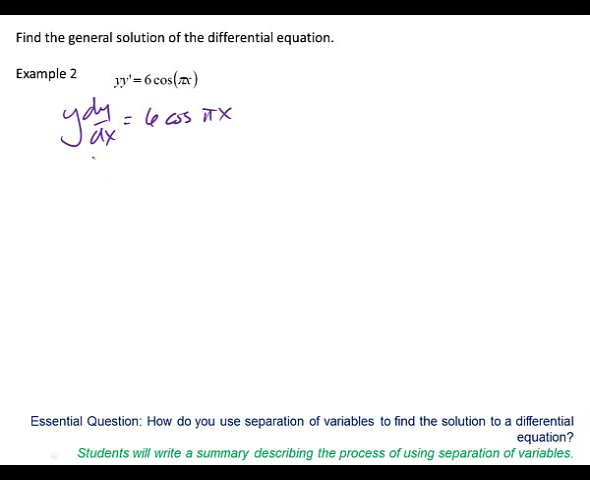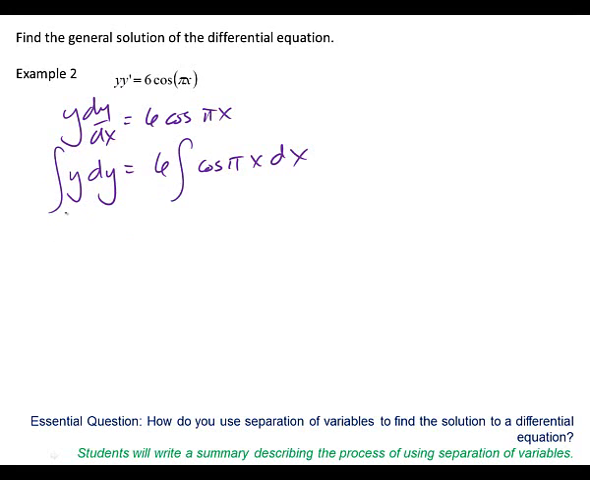All right, what are we going to do with this dx? Multiply to get it to the other side. There's nothing else to move besides that, so that's our separation. dy equals 6 cosine of pi x dx. All right, what's the next step? Integrate. Doesn't matter if I keep the 6 inside or outside.